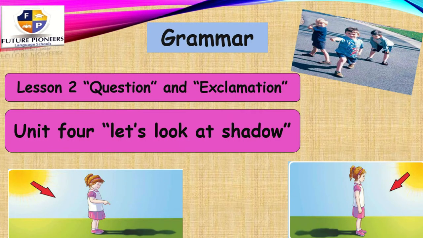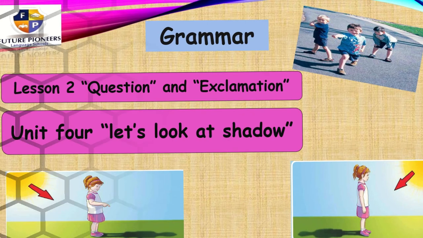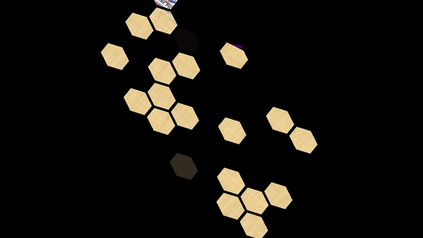We're still in unit number 4, our second lesson of the grammar part. Today we are going to talk about question and exclamation. So don't forget our unit title or our story title, let's look at Shadow. So let's start now.